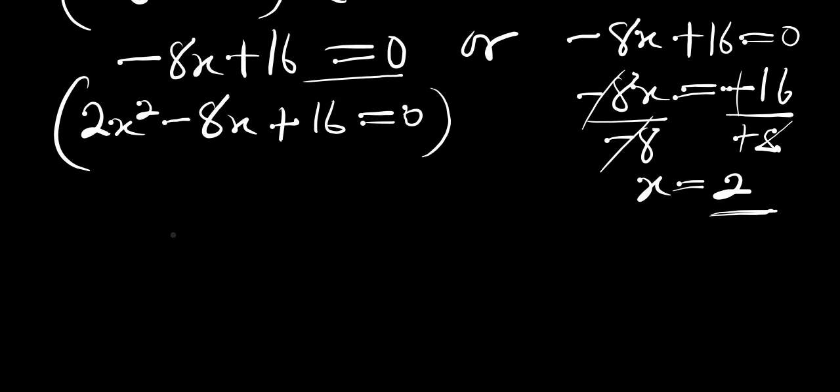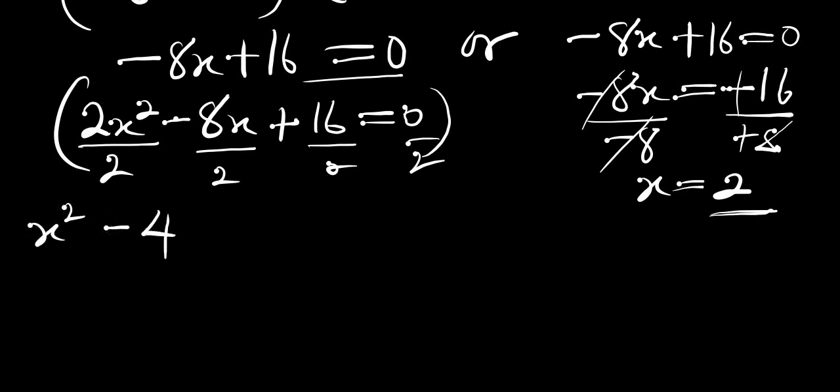Now let's do that. From here, you can divide each of these terms by 2 because we have 2 here, we have 8 here, and we have 16. This 8 is negative, so let's divide by 2 to make it a bit simple to work with. So we are going to have x^2 - 4x + 8 = 0. So we are now working with this.